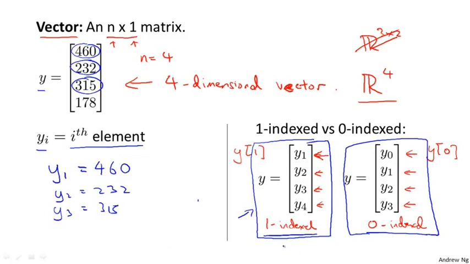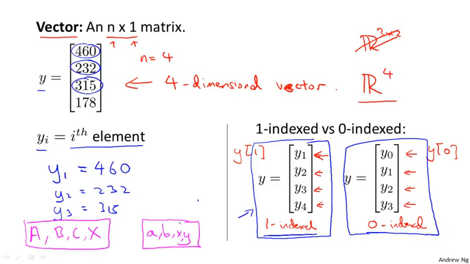Finally, by convention, when writing matrices and vectors, most people will use uppercase letters like A, B, C, X to refer to matrices, and usually we'll use lowercase letters like a, b, x, y to refer to either real numbers, or scalars, or to vectors. This isn't always true, but it is the more common notation, where we use lowercase y to refer to a vector and uppercase to refer to a matrix. So you now know what matrices and vectors are. Next, we'll talk about some of the things you can do with them.